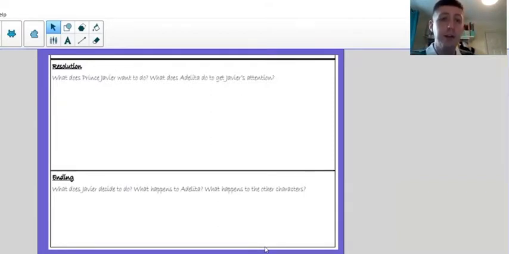And if you finish that resolution box, the very last box at the bottom there is the ending box. So you need to think now about what does Javier decide to do, what happens to Adelita, and then maybe you can think about what happens to the other characters as well. So obviously you might have the like happily ever after bit where Prince Javier and Adelita fall in love, but what happens to the other characters? What does Donna Michaela do? What does she say? What might happen to the ugly sisters?